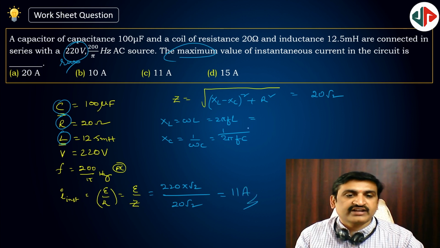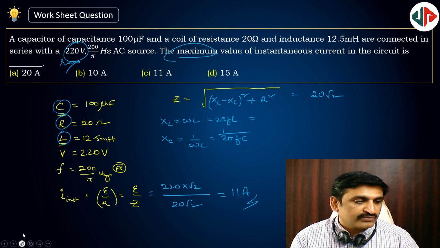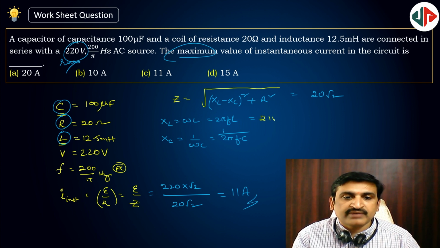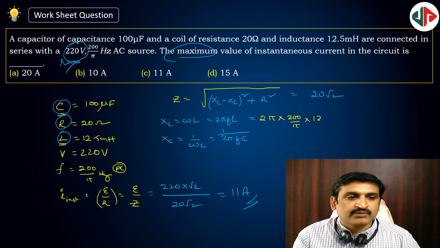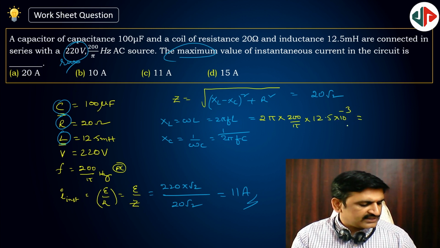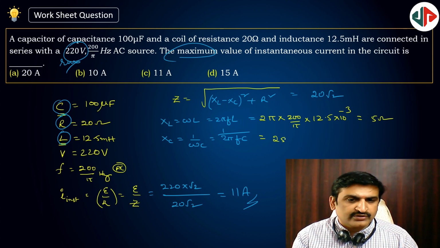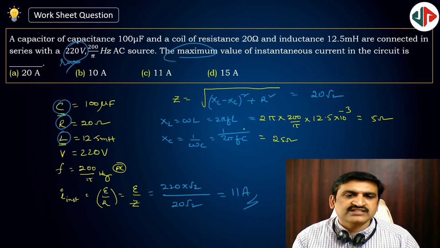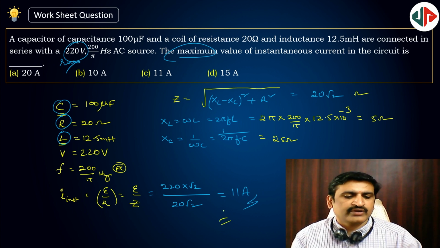And for your kind information, let me do some more steps for you. 2 pi, frequency 200 by pi, into L, 12.5 millihenry, 10 to the power minus 3. So this is going to become XL, value 5 ohms, and this is going to become 25 ohms. So the substitution is 20 square plus R square, 20 square. So 20 root 2, yes. Then substitution, right? Hope you can enjoy it.